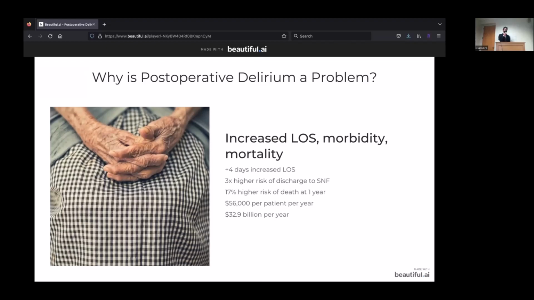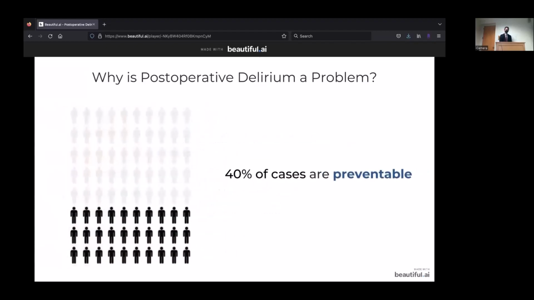And there's a large burden to the healthcare system as a whole. There's about $60,000 per patient per year attributable to post-op delirium, and about $33 billion to the whole healthcare system. So it's a problem, and it's a good target for intervention because the literature suggests that about 40% of these cases are preventable through interventions that I will talk about in the next few slides.